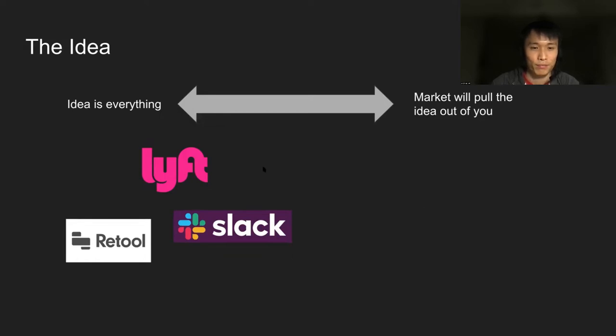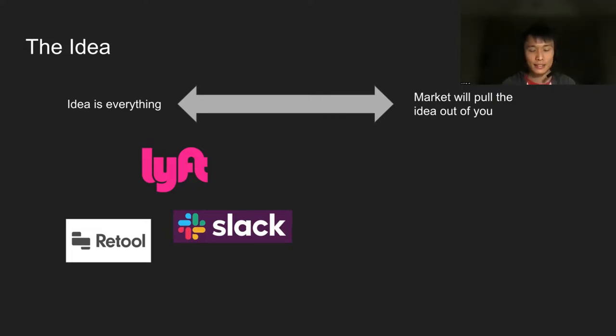The market pulling ideas out of you is actually Lyft, Retool, and Slack. For those that don't know, Lyft is one of the biggest competitors to Uber in the US. Their original idea was in the space of ride sharing, but a very different starting point. It was about sharing buses for people to go back to their dorms during winter breaks and school breaks. Ride sharing was a side project they tried out, and it actually worked. After trying many different things and seeing what the market wants, they finally converged to making this ride sharing app.